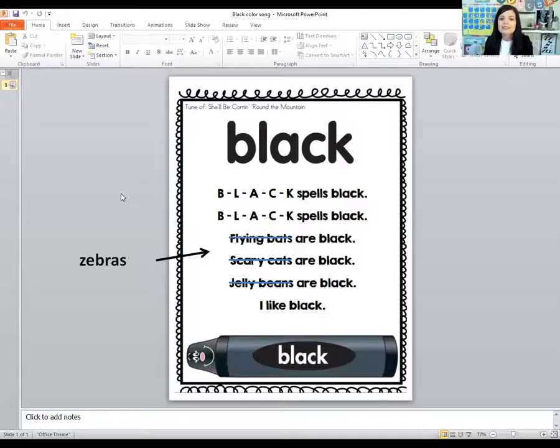Now I want to talk about our color for today. It's the color of a zebra, black and white, but we're going to try to spell the color black. I changed the song just a little bit. It goes like this.